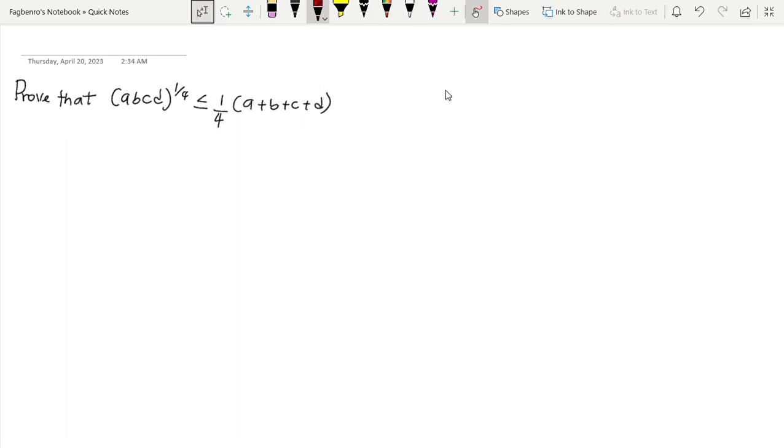Today we want to prove this particular inequality. One thing you need to understand about this inequality is that it has to do with AM and GM. Alright, wait, calm down. Let me explain what AM and GM mean. AM simply means arithmetic mean and GM simply means geometric mean.